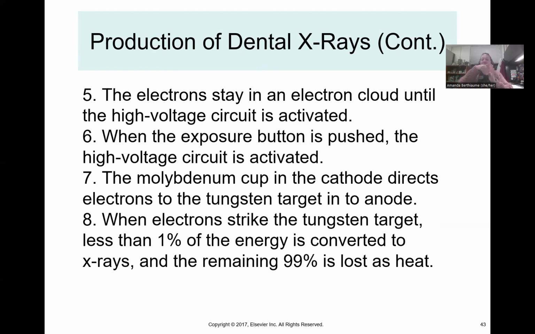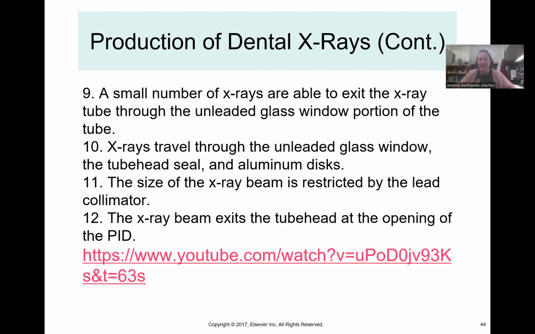And when the electrons hit the tungsten target, less than 1% of the energy is converted to X-rays. The remaining 99% is lost as heat. It is a lot of steps to get 1% of that energy. A small number of X-rays are able to exit the X-ray tube through the unleaded glass window portion of the tube. The X-ray travels through the unleaded glass window, the tube head seal, and the aluminum discs. The size of the X-ray beam is restricted by the lead collimator. So again, we're focusing that beam, that 1%. And the X-ray beam exits through the tube head at the opening of the PID.